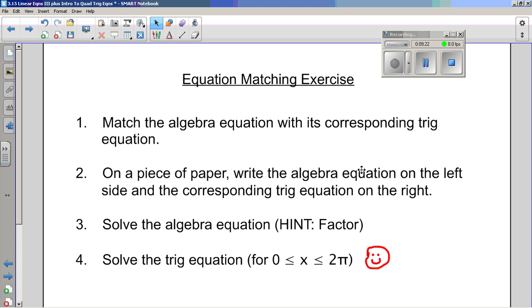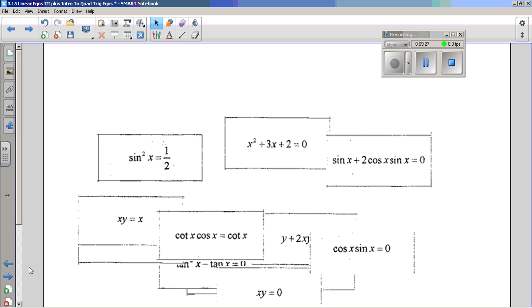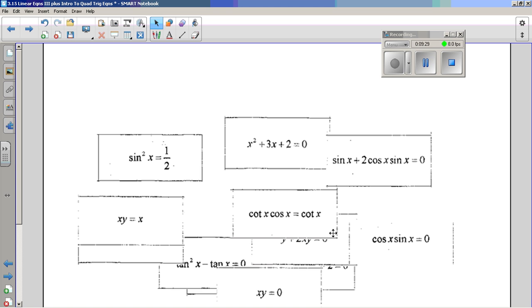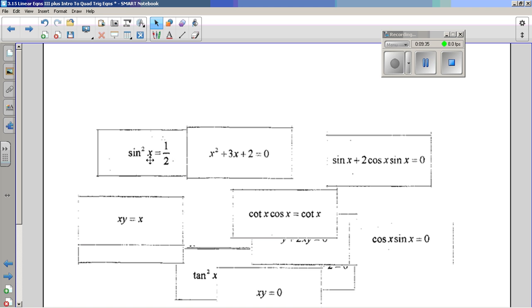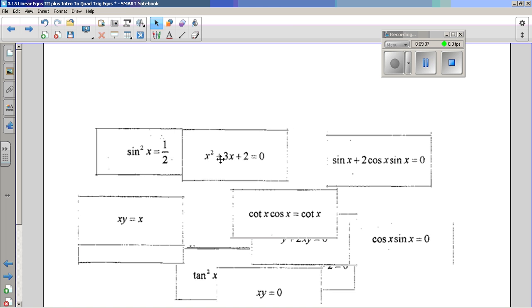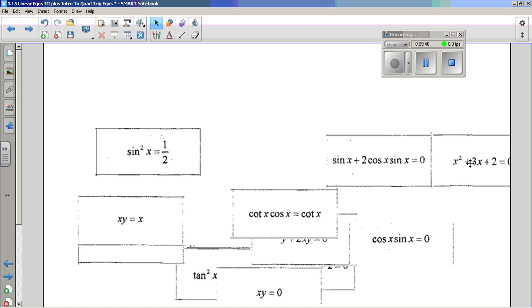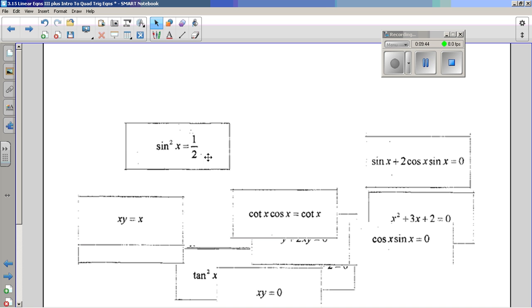Then you solve the trig equation. Let me give you a quick for instance here. So here's all my slips of paper, right? There's slips of paper all over the place, and you want to match them up. Which ones kind of look, this is an algebra equation, this is a trig equation. They don't look the same, right? This one kind of looks like this one, maybe because there's a 2 in it, but there's no 3 in it over here. Let's try and match them up.